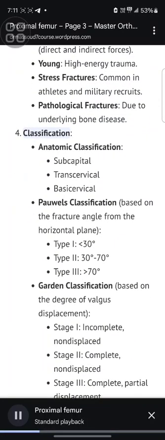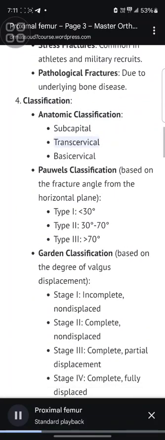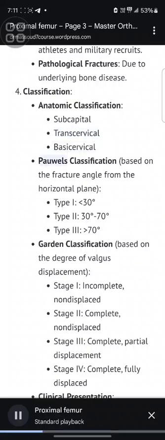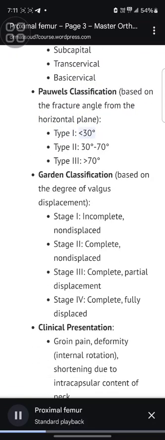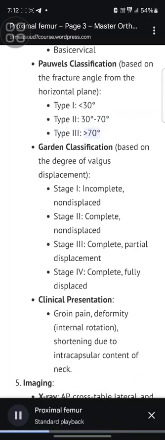4. Classification. Anatomic classification. Subcapital, transcervical, basicervical. Powell's classification, based on the fracture angle from the horizontal plane. Type 1. Less than 30 degrees. Type 2. 30 degrees to 70 degrees. Type 3. Greater than 70 degrees.